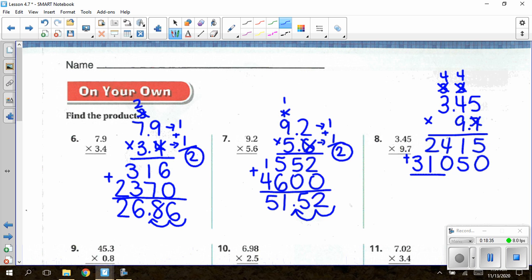Add my two partial products together. So now I have 5 plus 0 is 5. 1 plus 5 is 6. 4 plus 0 is 4. 2 plus 1 is 3. And then I'm going to bring down the 3. So now to place my decimal, my top factor has 2 digits behind the decimal. The bottom factor has 1 digit behind the decimal. Add those together to get a total of 3 decimal place values in my answer. So swooping from the end, 1, 2, 3 to the left gives me a final answer of 33 and 465 thousandths.